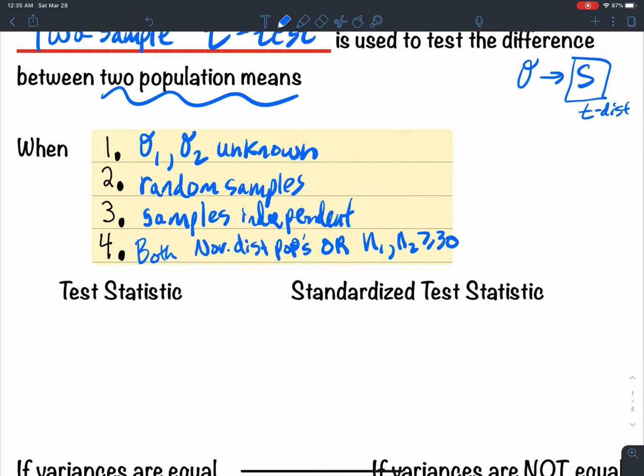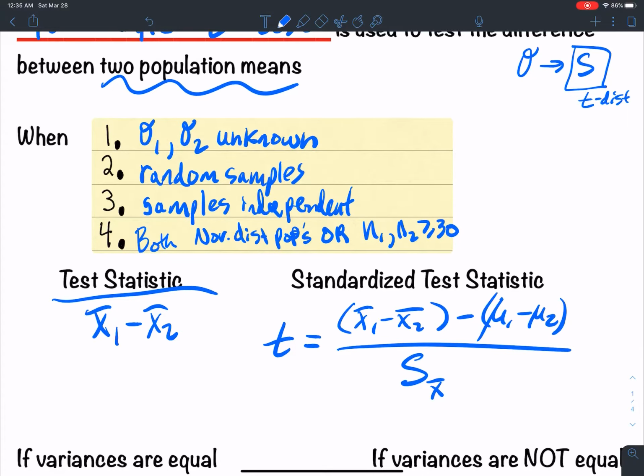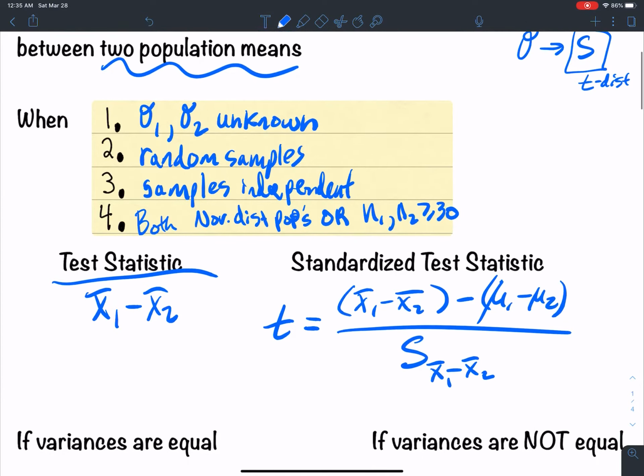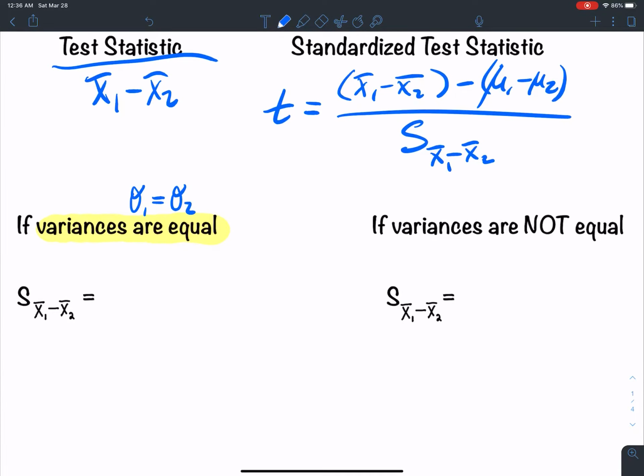Or rather samples. So the test statistic is, again, x bar 1 minus x bar 2. The standardized test statistic is t equal to x bar 1 minus x bar 2 minus (mu 1 minus mu 2) in parentheses over s x bar 1 minus x bar 2. Now the reason I write it like this is because there's two different versions here. Gets a little complicated. If I assume the variances are equal, so what does that look like? That means assume that sigma 1 equals sigma 2. Then my formula is difficult.